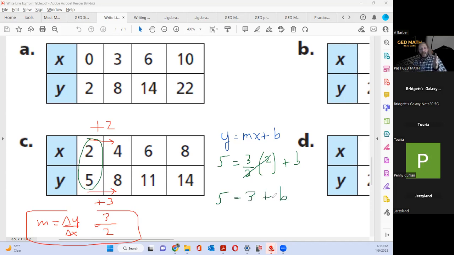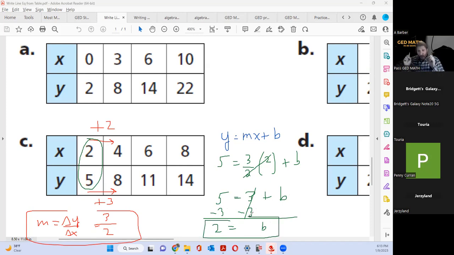Remember, the whole purpose of algebra is to get the variable by itself. So if I want to get the b by itself, what value do I need to get rid of? The 3. So what's the opposite of plus 3? Minus 3. Whatever we do on one side of the equal, we do on the other side. 5 minus 3 is what? 2. We bring down the equal. The 3s cancel. We bring down the b. We know what our b is.